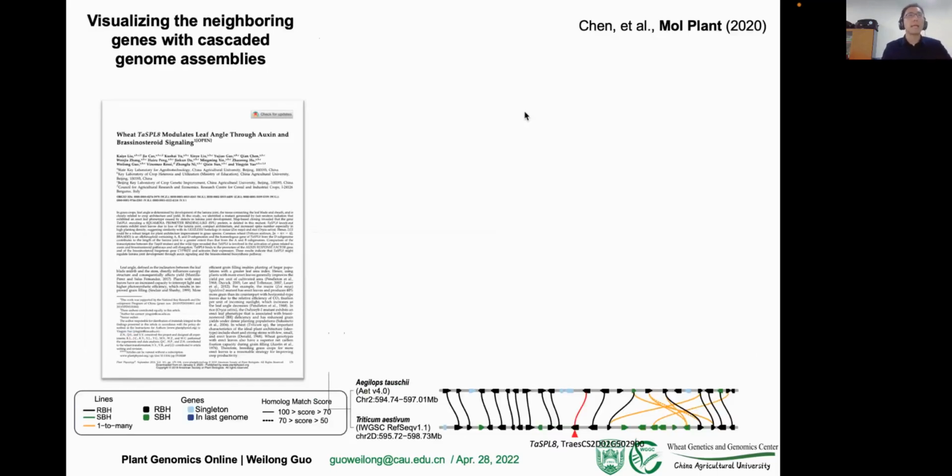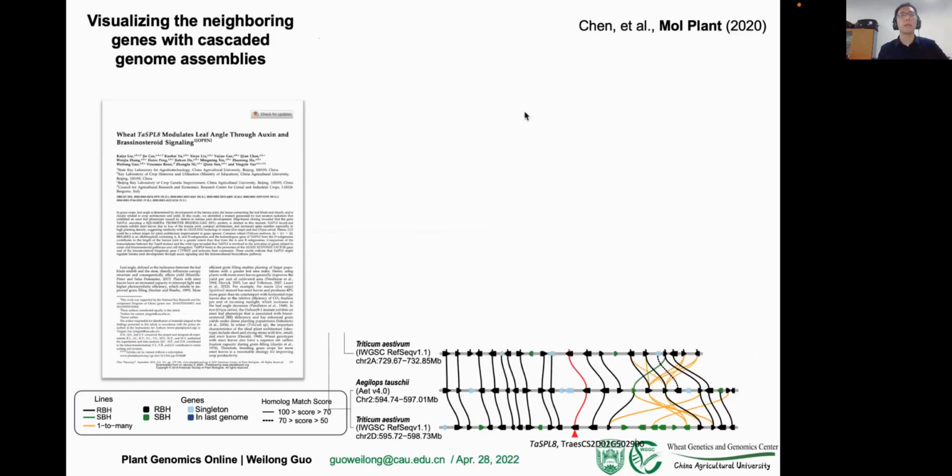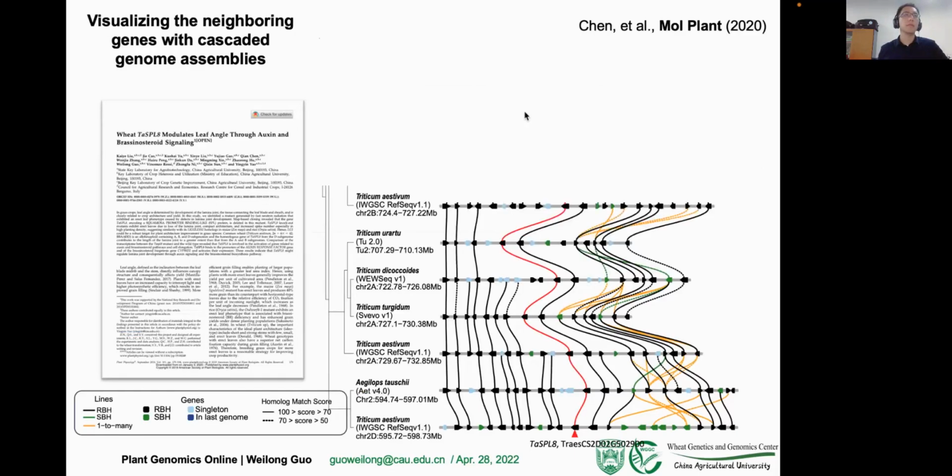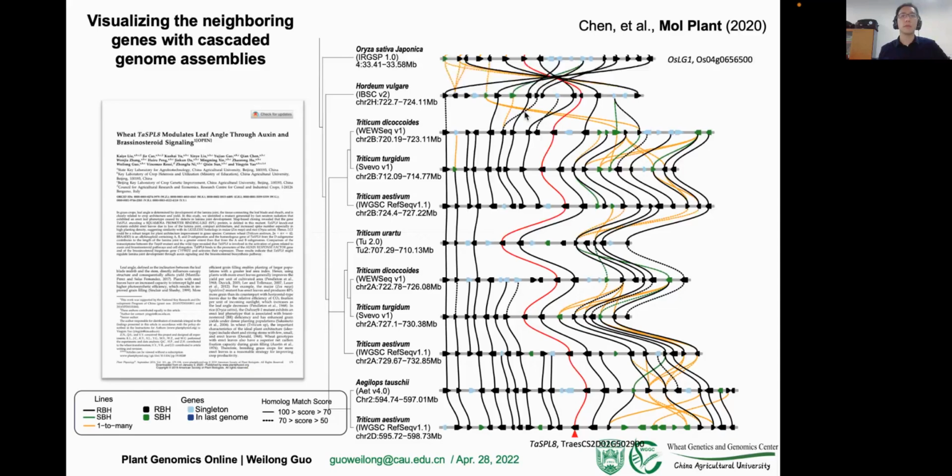For microcollinearity analysis, we can trace the dynamics of neighboring gene contacts with cascaded homology relationships from wheat to barley, and then even to rice and to maize.